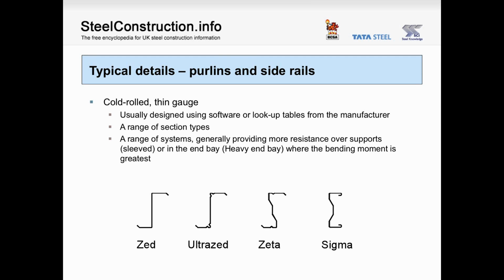Or they may be reinforced by sleeves at the points of a high bending moment, which occur over the supports. In a so-called heavy end-bay system, the gauge of the member is increased in the end bay, and again that's done to accommodate the higher moment.